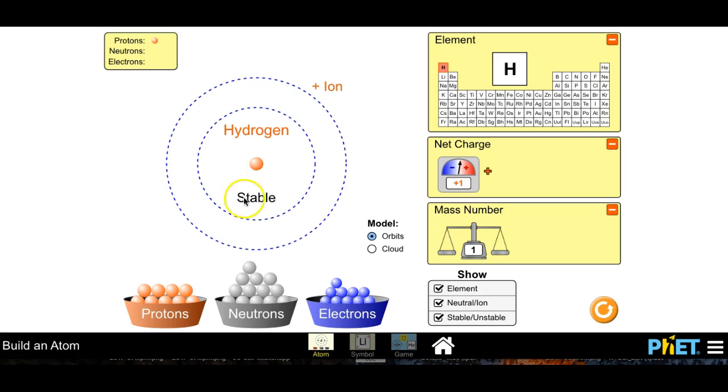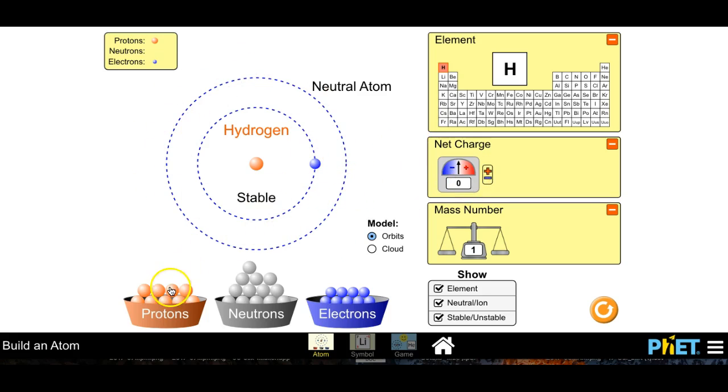That's hydrogen, and yes, that's stable just as it is, but see his net charge here? It's +1. So in order to get him back to 0, we need to add in an electron, and as soon as you do that, his net charge is 0. So that's a hydrogen atom.